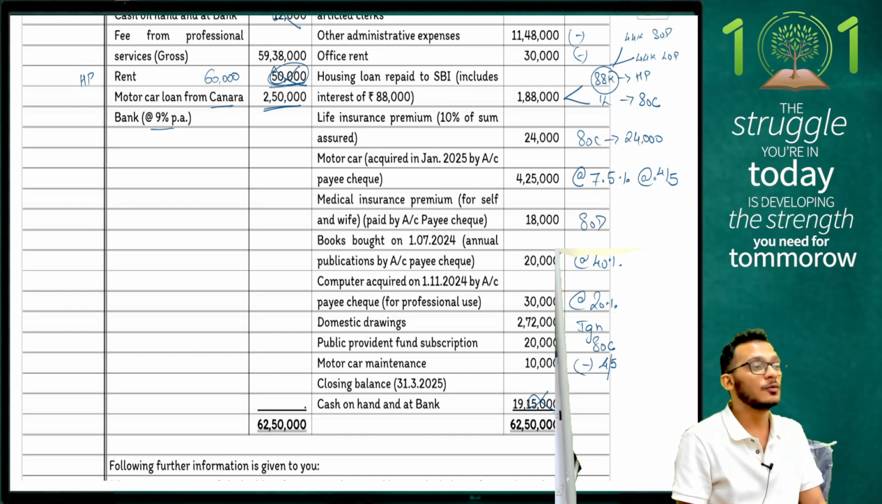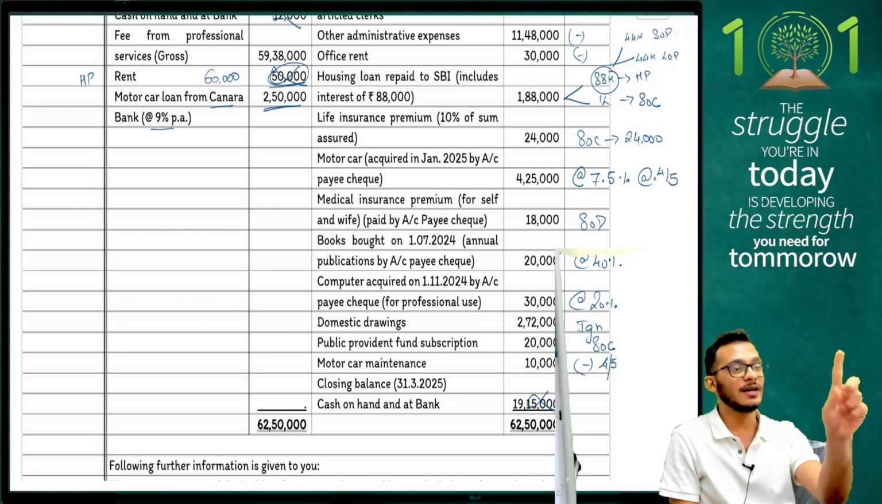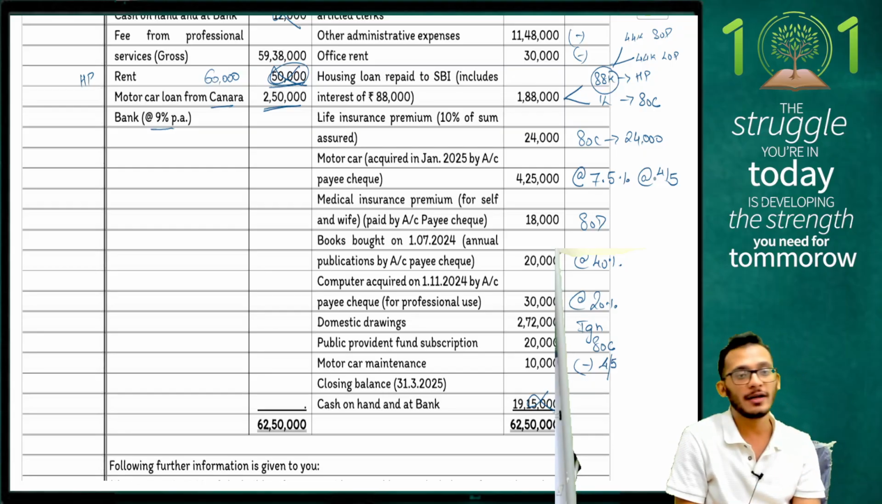In exam, whenever you see a motor car question, it is 99% expected that you will get two adjustments, one for depreciation and one for maintenance. Both you have to check and both have to be accordingly adjusted. Are we clear?